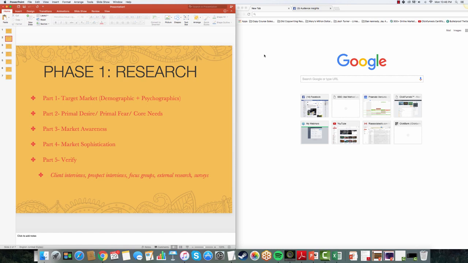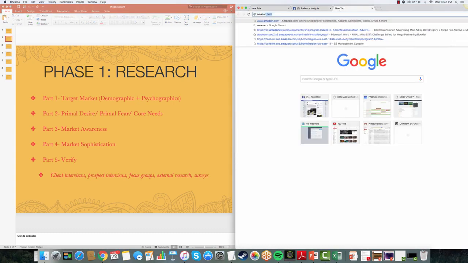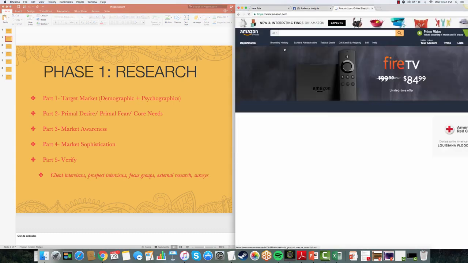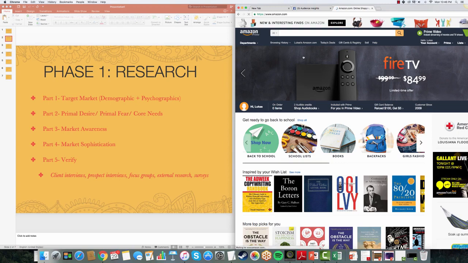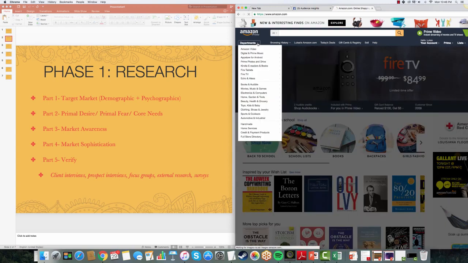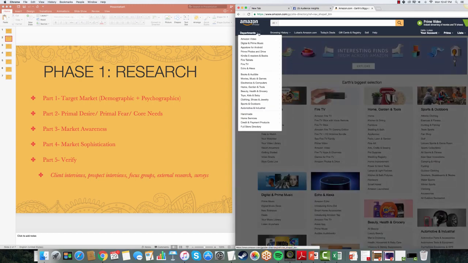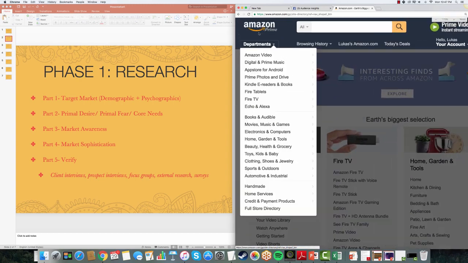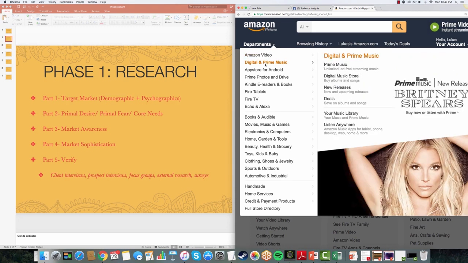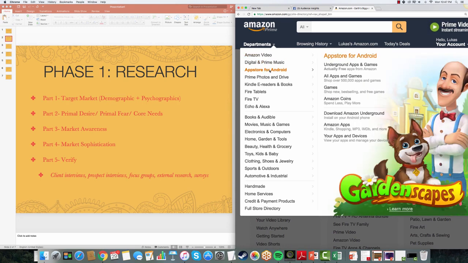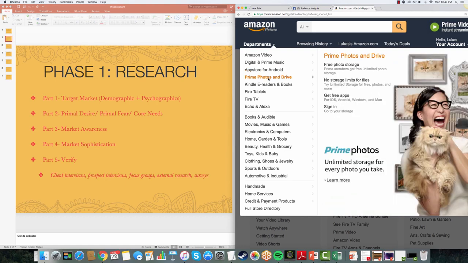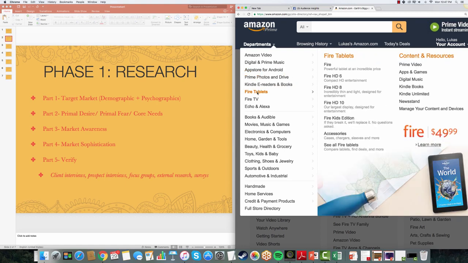The first one is obvious. So we're going to look at Amazon. Now, Amazon, they call it the everything store. It's really the everything for consumer store. So we've got different departments here, and I'll zoom in so that you can see them. We've got the different departments in Amazon, like video, Prime Music, their Android apps and different types of apps for their Kindle Fire, photos, Kindle type stuff.